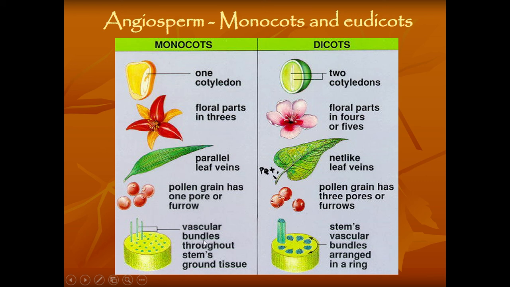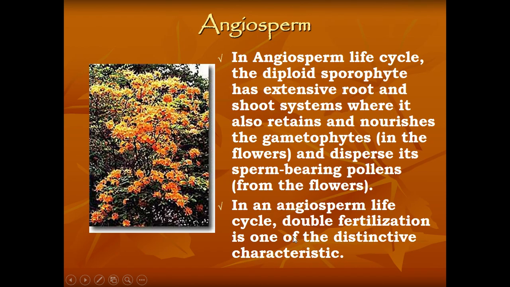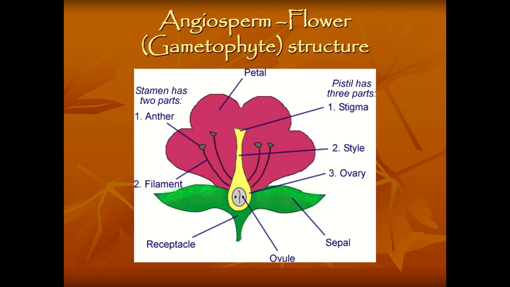And for monocots, the vascular bundles are scattered throughout the stem ground tissue. However, for dicots, the stem vascular bundles are in a ring, as you can see over here. So in the angiosperm life cycle, the diploid sporophyte has an extensive root and shoot system because they are vascular plants, where it will retain and nourish the gametophyte and disperse the sperm-bearing pollen. Also in the angiosperm life cycle, double fertilization is one of the different characteristics that they have compared to other plant groups. So let's look at what the angiosperm flower structure looks like.